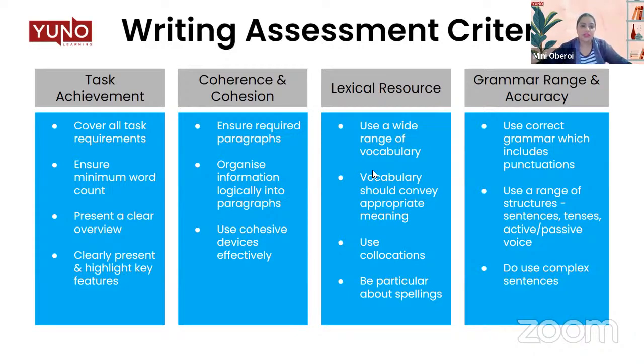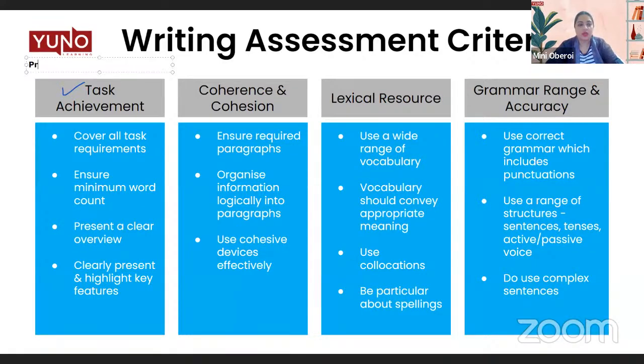So the first is task achievement. When we write a task, especially for a process that is given to you, what should we take care of? We must cover all the important points given in the task. Because you are depicting a process, you are writing the step-by-step process of a given visual input. You need to cover all the points, all the steps.